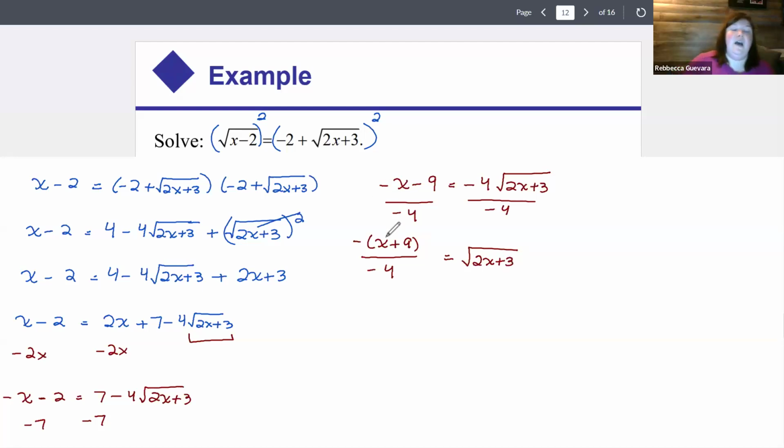I'm going to leave it like this. I'm going to have negative x plus 9. So I just pull out negative 4 here, and then I isolate, and this side is equal to the square root of 2x plus 3. So from here, this is where I'm going to square again.